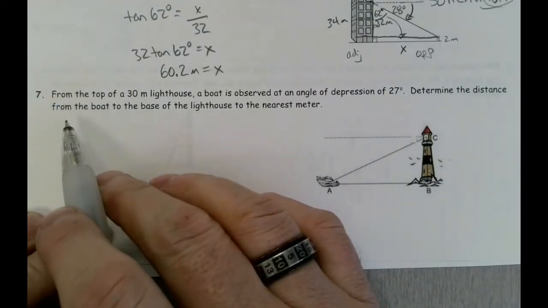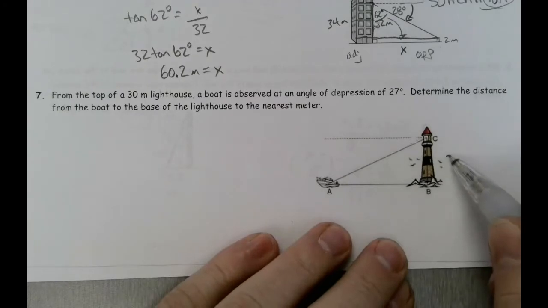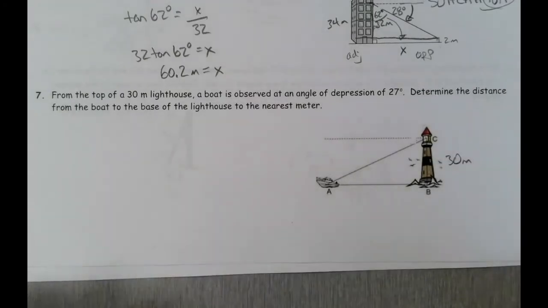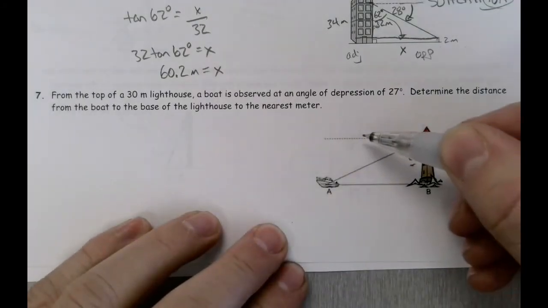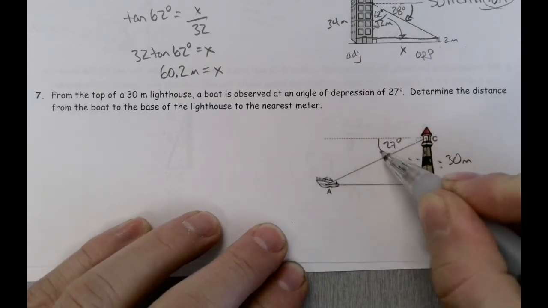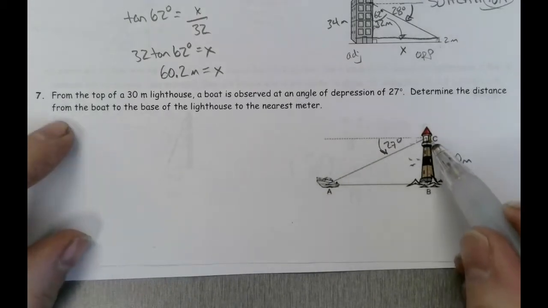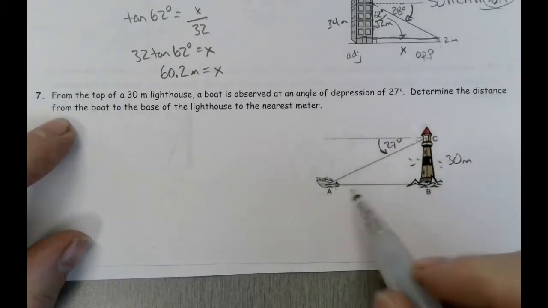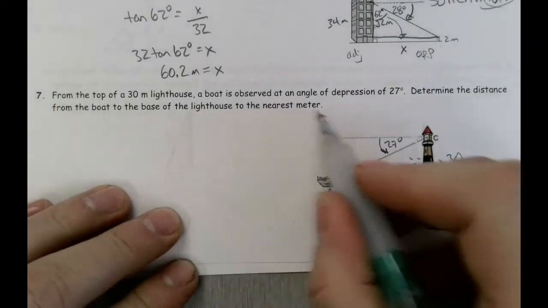In this question, we read that from the top of a 30-meter lighthouse, that's that side right there, a boat is observed at an angle of depression of 27 degrees. So that means looking out, we have to tilt down 27 degrees to see the boat. Determine the distance from the boat to the lighthouse, so this distance right here, to the nearest tenth of a meter. Oh, sorry, to the nearest meter, I should say.